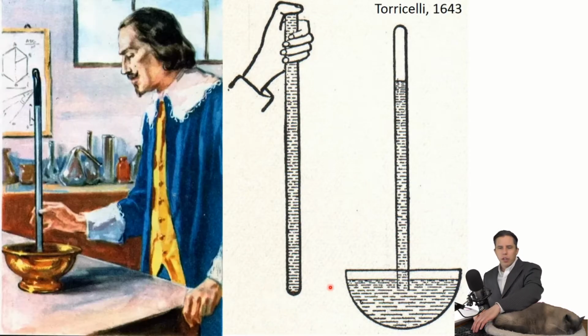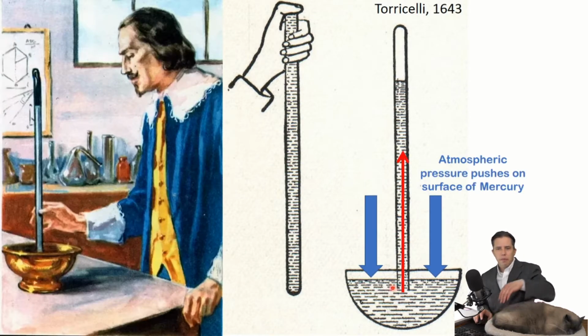So Torricelli fills this tube with mercury, dish with mercury. So this is what he's got here. There's liquid mercury sitting in this bowl, and he's holding this glass tube here. And what happens is the atmospheric pressure pushes down on the surface of mercury, pushes it up the tube to a certain level. Okay, so this was the first time that anybody realized that the atmosphere actually has pressure.